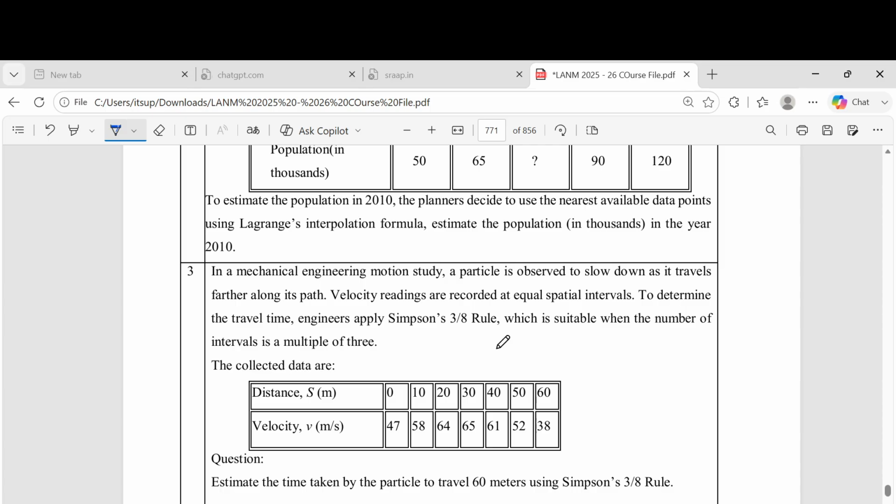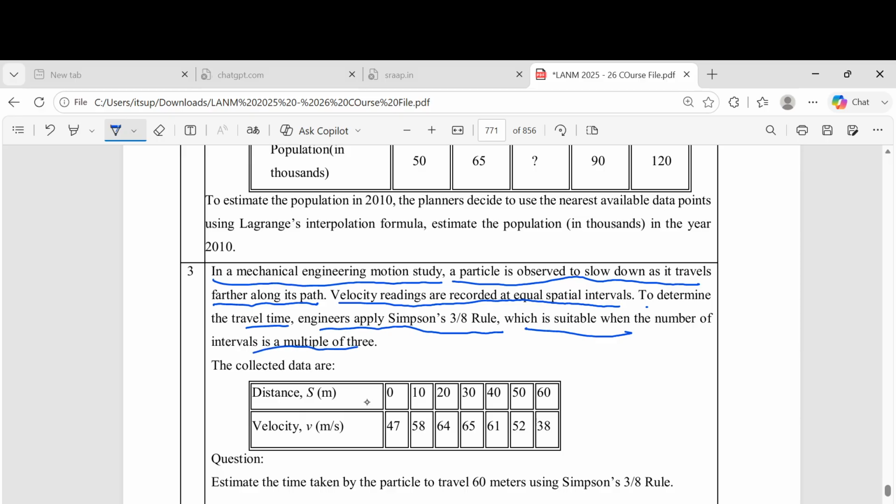One question is from the Simpson 3 by 8 rule. In a mechanical engineering motion study, a particle is observed to slow down as it travels further along its path. Velocity readings are recorded at equal spatial intervals. To determine the travel time, engineers apply Simpson 3 by 8 rule, which is suitable when the number of intervals is a multiple of 3. So we apply the formula here.